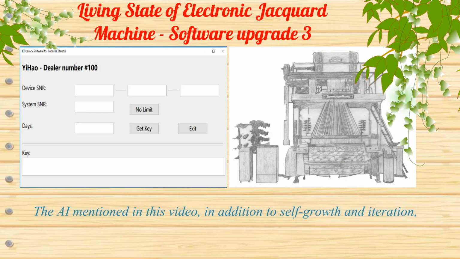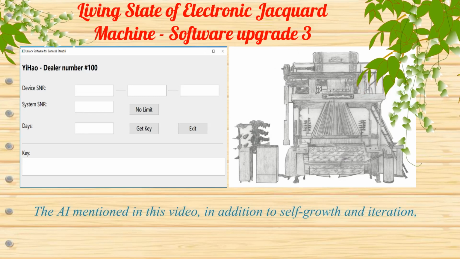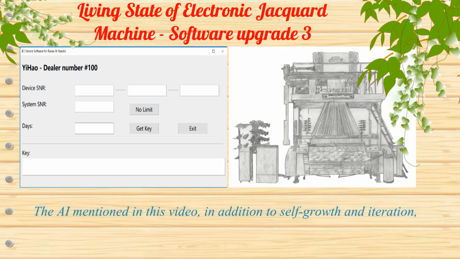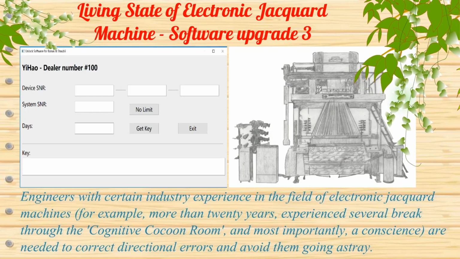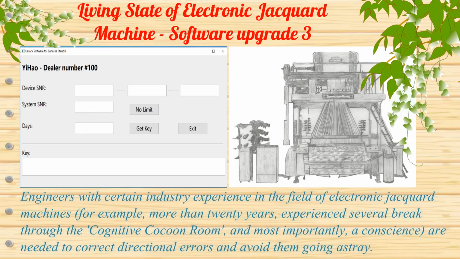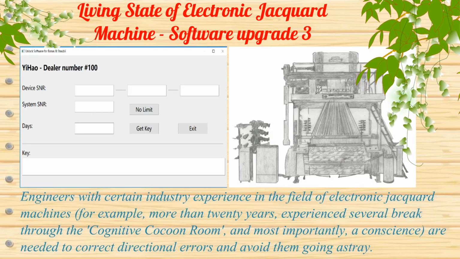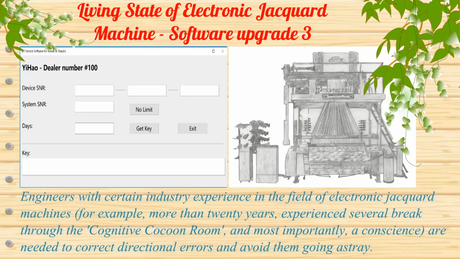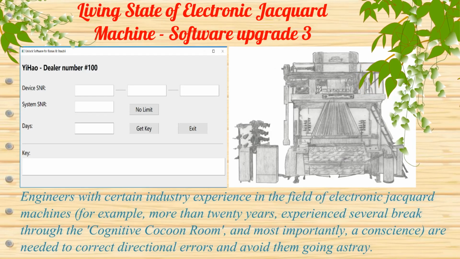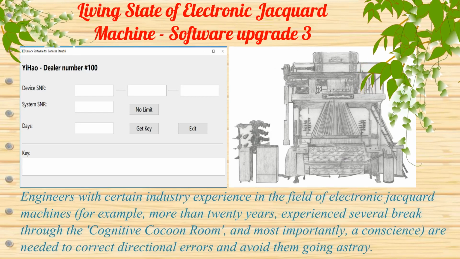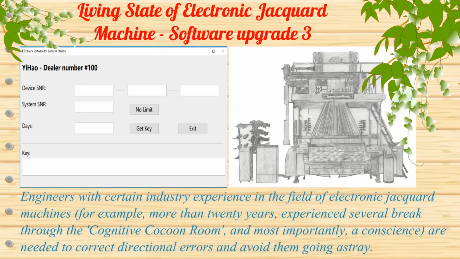The AI mentioned in this video, in addition to self-growth and iteration, needs engineers with certain industry experience in the field of electronic Jacquard machines, for example, more than 20 years, who have experienced several breakthroughs of the cognitive cocoon room, and most importantly, a conscience, to correct directional errors and avoid them going astray.